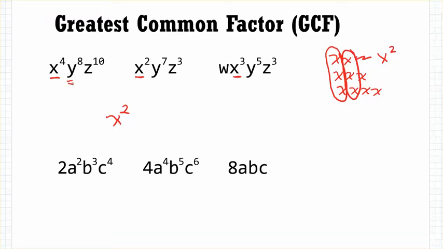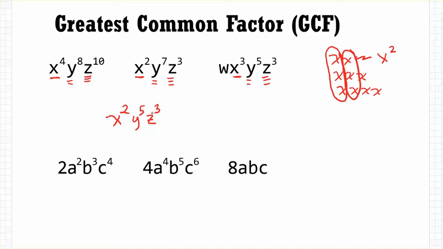If we look at y, for instance, we have y to the 8th, y to the 7th, and y to the 5th. If we write it out expanded, we'll find that y to the 5th is the greatest common factor. It's the greatest number of factors that are common in each of the terms. The next one is z. I'll underline that 3 times to make it easy to see. We have z to the 10th, z cubed, and z cubed. So the greatest common factor, meaning what do they share, is z to the 3rd.